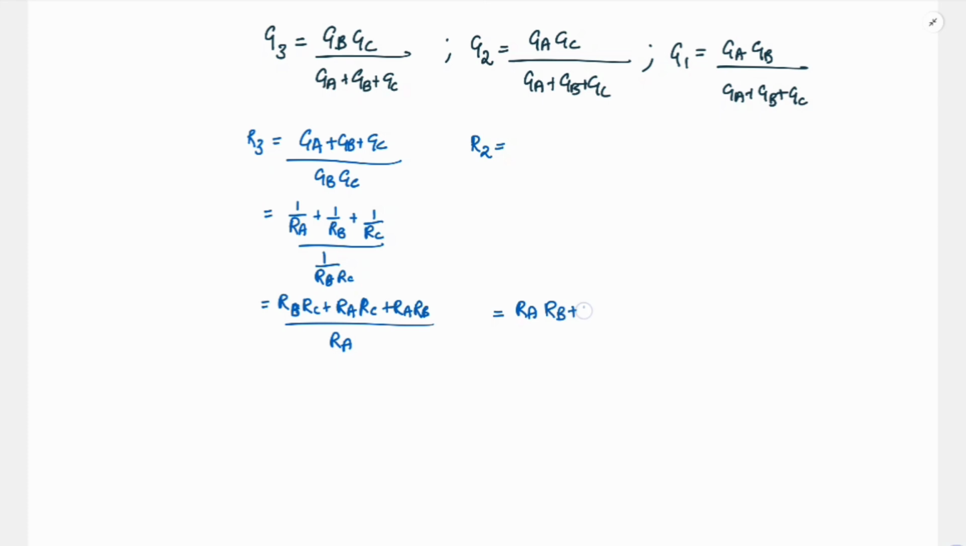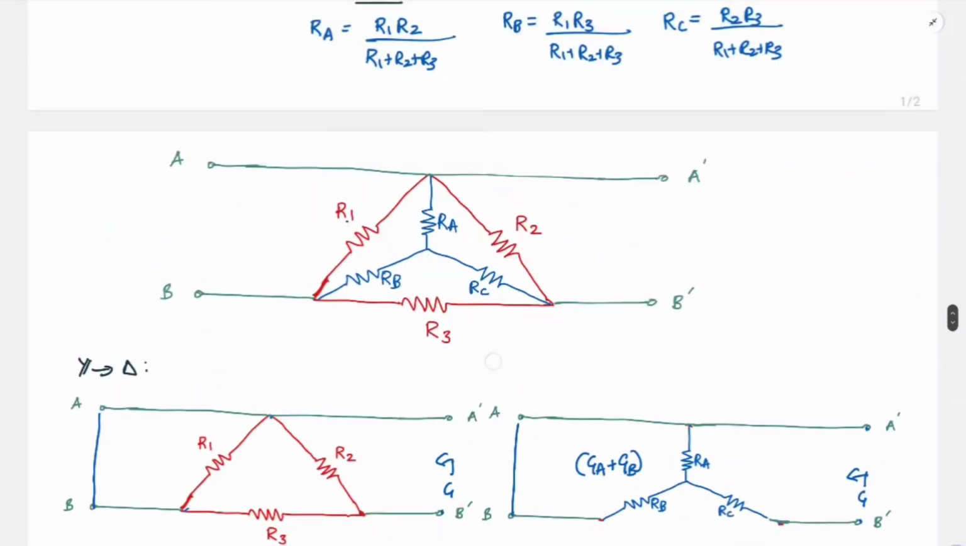So RA RB plus RB RC plus RC RA divided by whatever is left out in my numerator. So RB is left out here. Here, GA was left out, so I am writing RA. Similarly, your R1 has the same numerator divided by RC. Okay, so this also you easily got. And what is the easy way to remember this one?